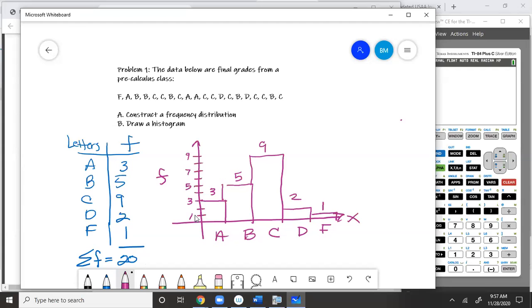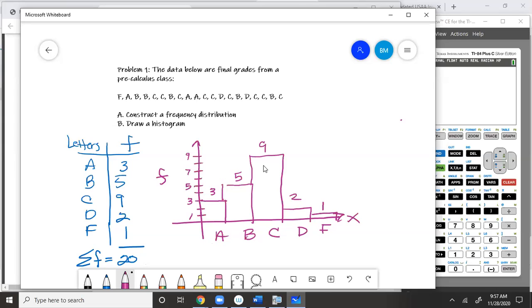So A has a frequency of 3, so our bar comes up to the 3. B has a frequency of 5. C has a frequency of 9. D has a frequency of 2, and F has a frequency of 1.